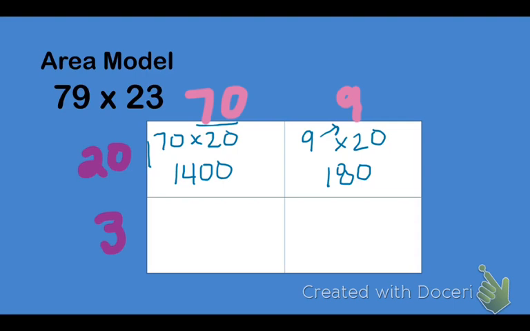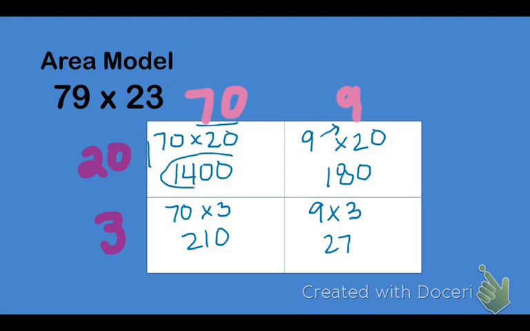This box down here, we're going to do 70, because it's in the box that's 70, times 3, which gives us 210. And then finally, I'm going to do 9 times 3, which is 27. So this way, I've multiplied every single number from one number by every single number in the other number. But I'm not done yet.